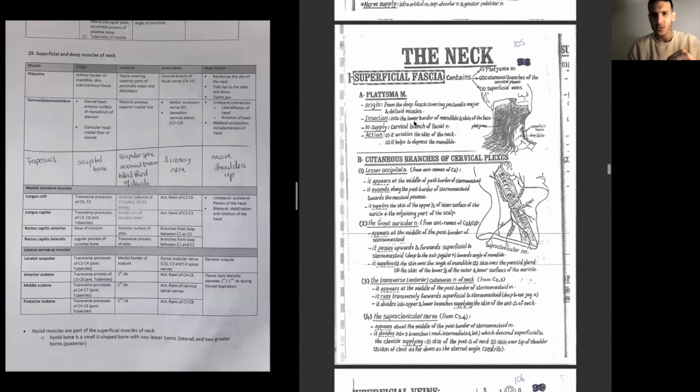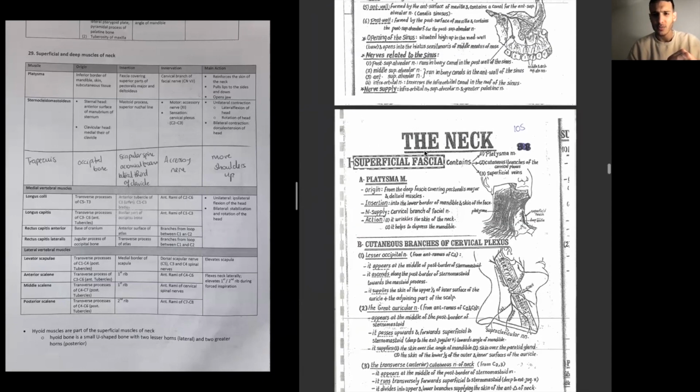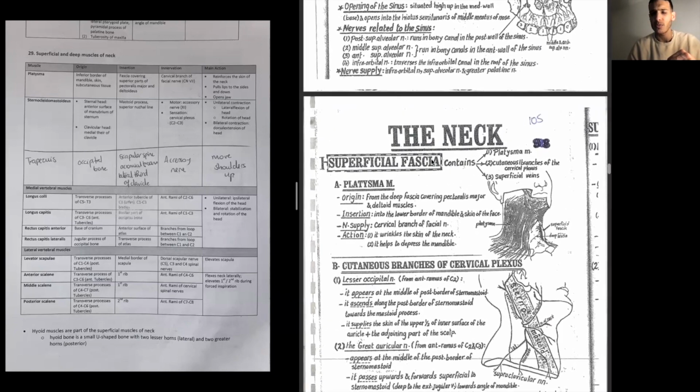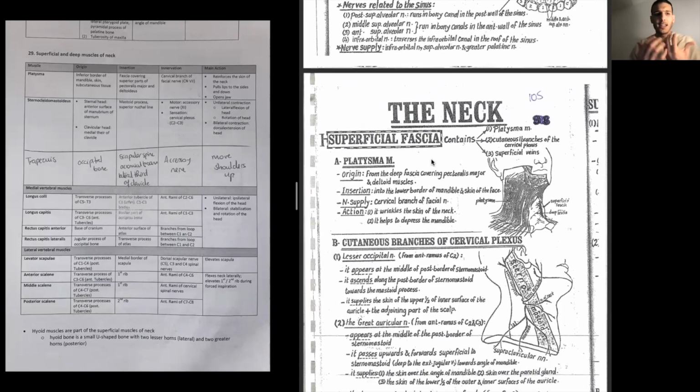So let's start here. Number one, the superficial fascia of the neck. The superficial fascia of the neck is the most superficial thing that you can ever touch, and it contains the platysma muscle, cutaneous branch of the cervical plexus, and superficial veins. Because I'm diving into the muscles, I would rather focus only on the muscles, but you guys are welcome to use other parts of the notes that are present here because my professor had covered everything related to a fascia.